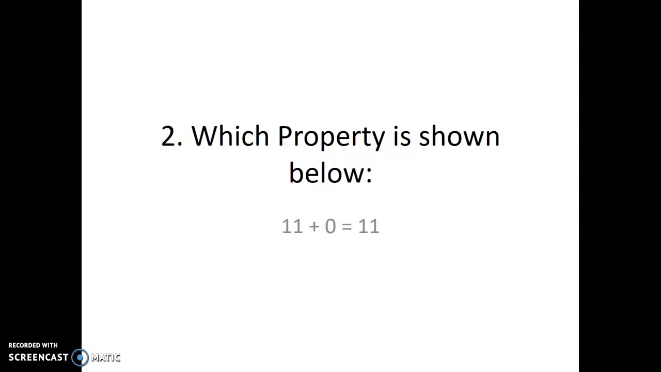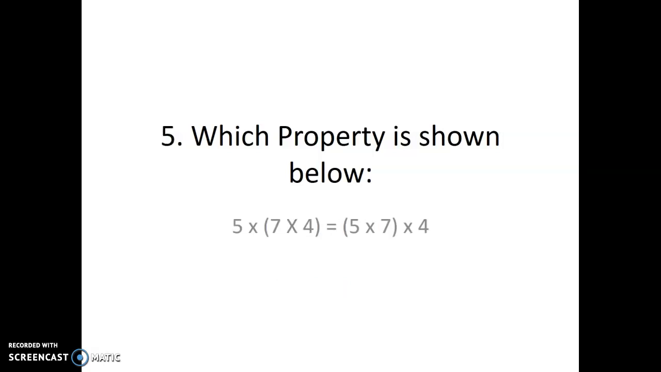Okay, which property is this? It's the identity property. When I add 0 or multiply by 1 to any number, I'm going to get that number. Which property? It's the commutative property. Which property is being shown? The zero property.